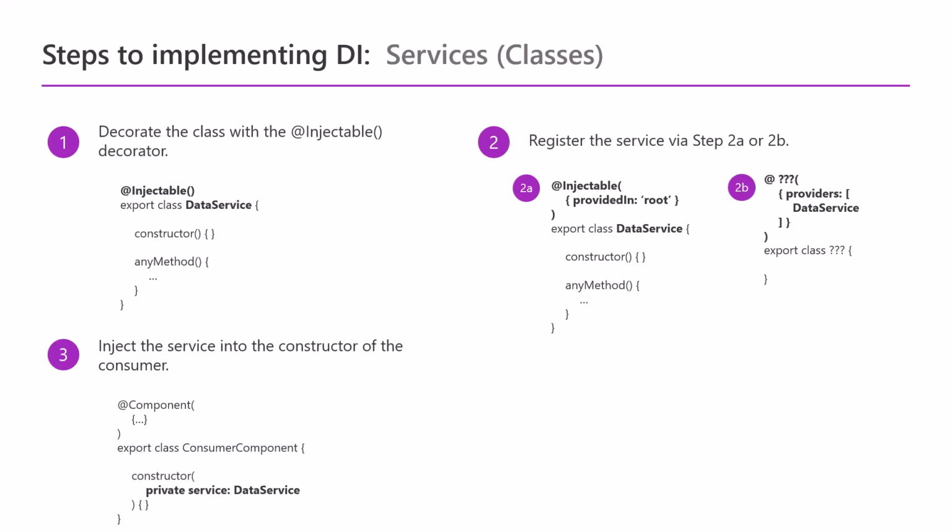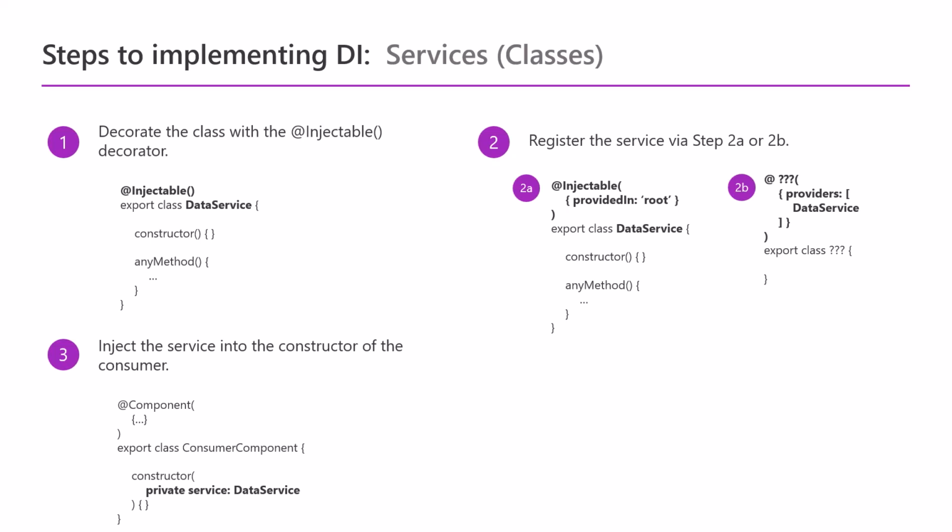So first, let's take a look at the steps we follow to implement dependency injection for the use of a service. The first step is to decorate the service class with the injectable decorator. The injectable decorator tells Angular that this class can be injected or passed in as a parameter to a consumer's constructor. In fact, if you try to pass as a parameter a service that doesn't have the injectable decorator, you'll get a compilation error.